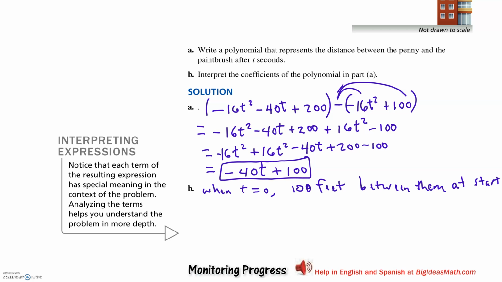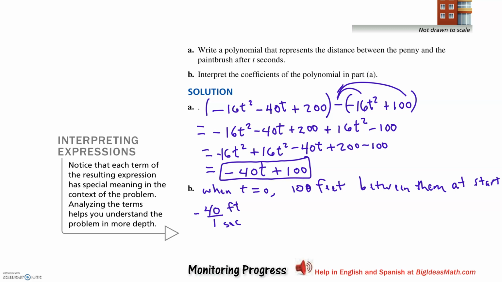Okay? Now the negative 40. So what I want you to look at is that slope. Notice that's a linear function. That's really y equals mx plus b. 100 is the start value. 100 feet between them at the start. The negative 40 is negative 40 over 1. What that means is every time the time increases by 1 second, the distance between the objects goes down by 40 feet. So we can interpret the answer to part B using our knowledge of slope and y-intercept.